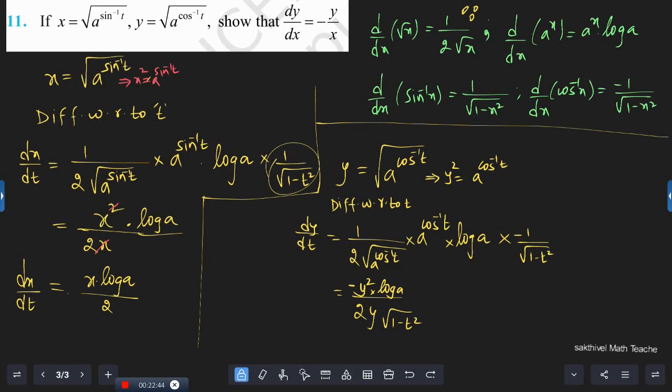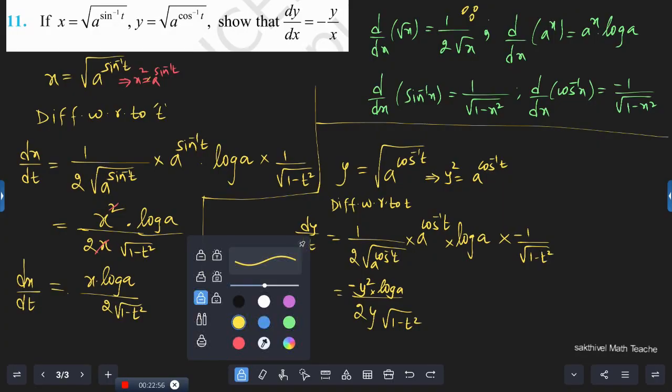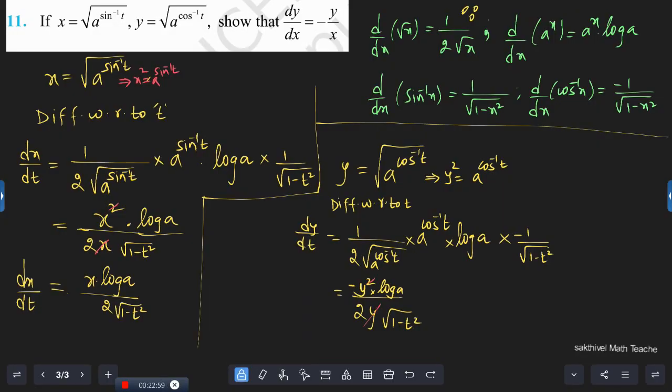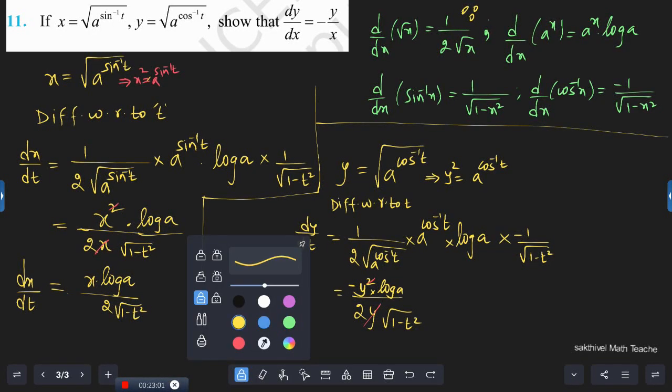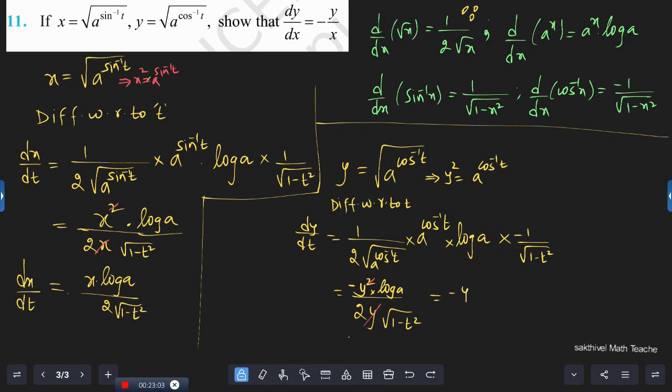Here also we missed it then. Listen, children. See this square root of 1 minus t square we missed here. That you write in the denominator, 1 minus t square. Don't forget anything. See carefully. Then 1y, from here 1 is cancelled. Then what is my remaining? Minus y log a divided by 2 into square root of 1 minus t square.